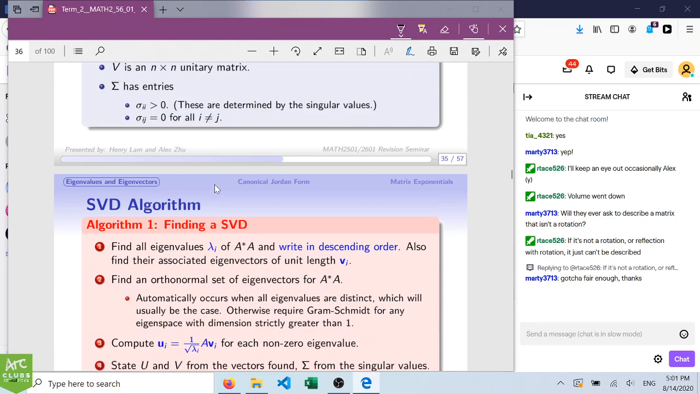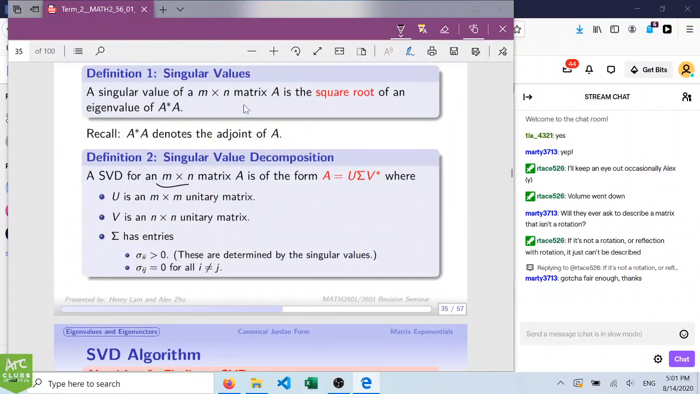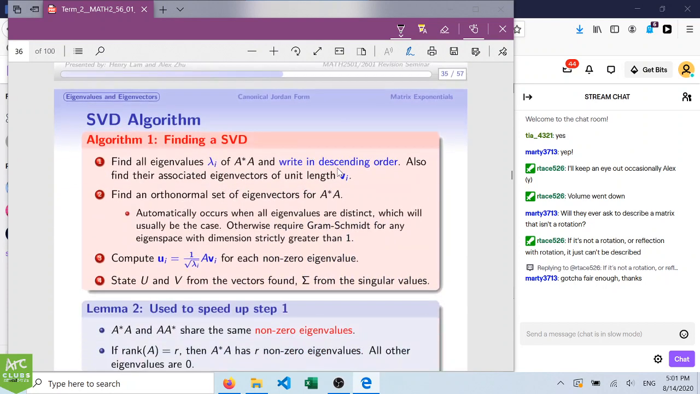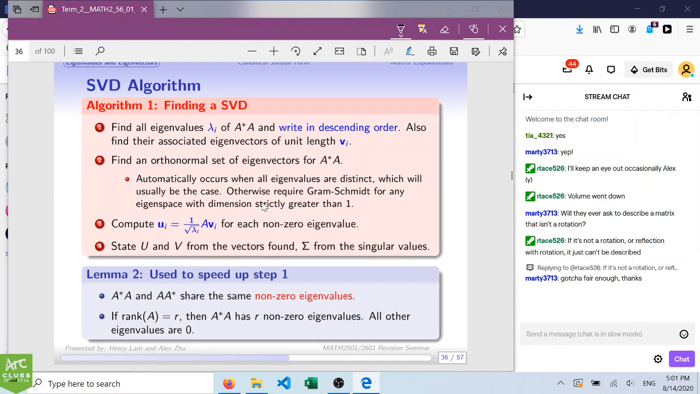Oh yeah, and also singular values. What are singular values? They're the square root of an eigenvalue. Now, let's look at the algorithm to compute singular value decomposition. So first, we're going to look at the eigenvalues of A star A.